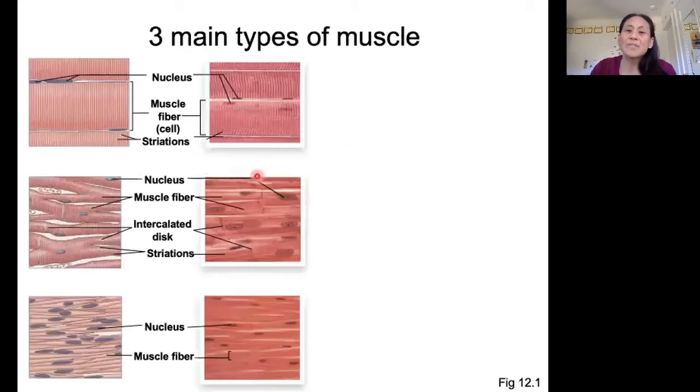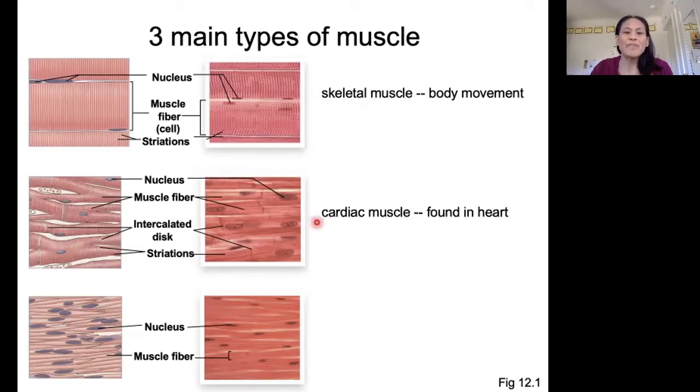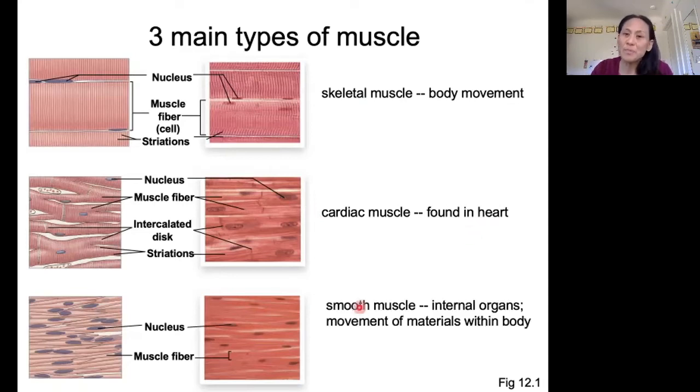Okay. So before I talk about skeletal muscle anatomy, I want to introduce you to the three main types of muscle. So we have three main types of muscle. We've got skeletal muscle, which is responsible for body movement, and it's under voluntary control. We've got cardiac muscle, which is found in the heart, and that is not under voluntary control. And then finally, we have smooth muscle, which is the main type of muscle found in our internal organs. And it's responsible for muscle contractions in our organs, moving things around in our organs, and so on.